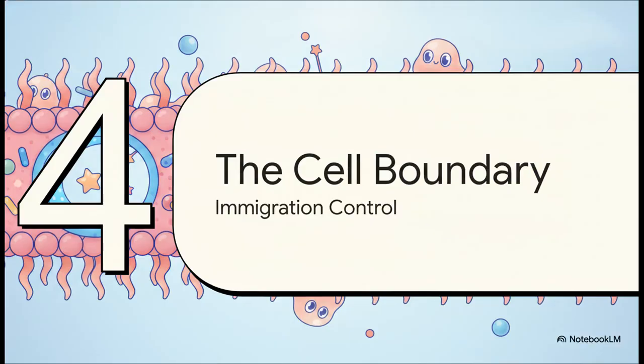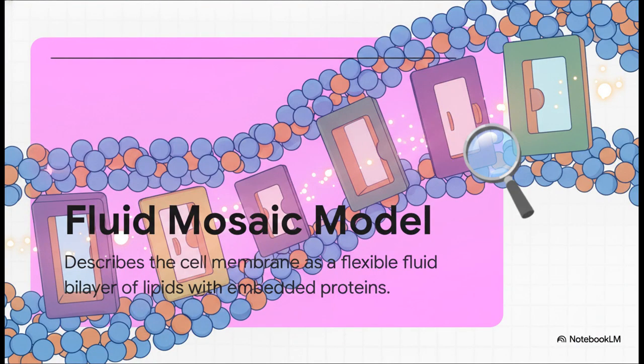Okay, let's take a closer look at that border wall in part 4, the cell boundary. For a really long time, scientists weren't exactly sure how this wall worked. Then, in 1972, Singer and Nicholson proposed the fluid mosaic model, and it completely changed how we view this boundary. Turns out, the membrane isn't some hard, solid, impenetrable shell. Instead, it's this flexible, moving, fluid sea of lipids. And floating within this fluid sea are proteins that act as actual gatekeepers, deciding exactly what gets to come in and what has to stay out.